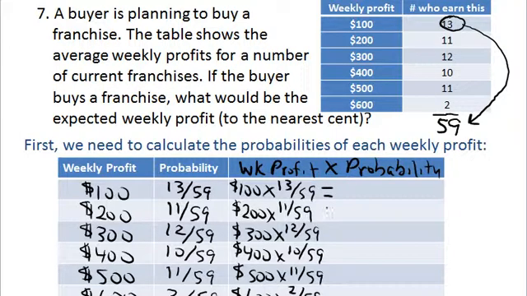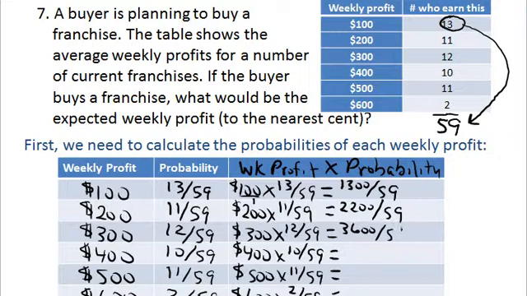You do that arithmetic. Remember, when you multiply fractions, you multiply top times top, bottom times bottom, so that 100 is like 100 over 1, and 200 is like 200 over 1, and so on. So when you multiply those together, you get 1,300 over 59, and you get 200 times 11, that'd be 2,200 over 59, and then 300 times 12 is 3,600 over 59, and then 400 times 10 is 4,000 over 59, and then 500 times 11 is 5,500 over 59, and finally 2 times 600 is 1,200 over 59.